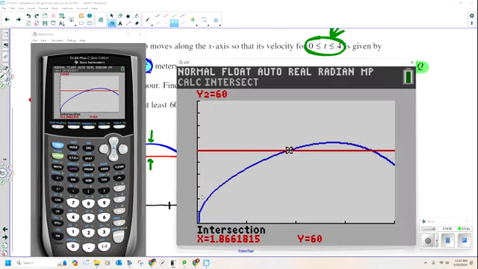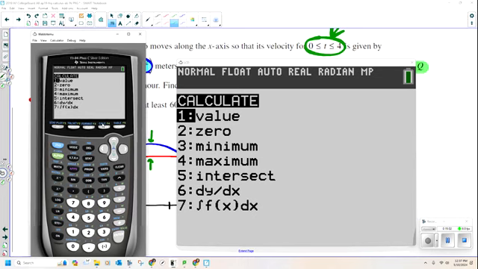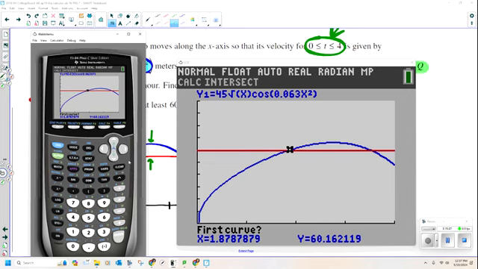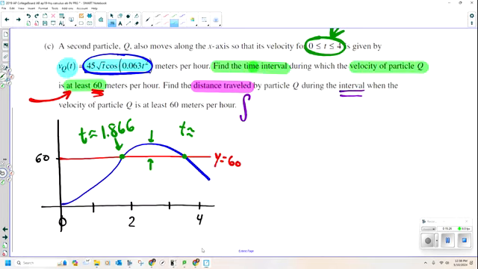Oh, it's a new Blink-182 song. It's fantastic. Second trace, and we're going to go to intersect again. But this time, I need to make sure that my spider dude is closer to the other intersection point. If it is not, it will still return this one. If I'm closer to this one, it will return this value. I'm clearly closer to this one, so I hit enter 3 times. 3.519.